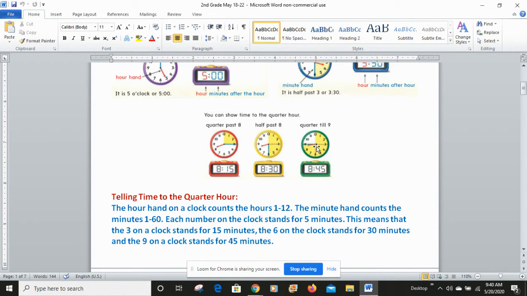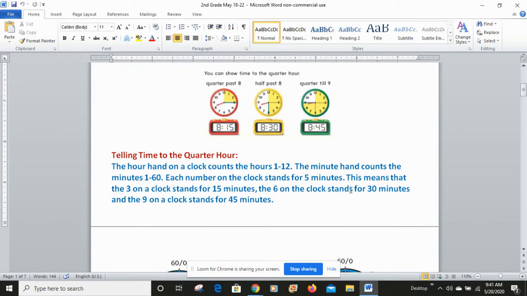Now notice the hour hand in all the cases here, it's gone past the 8. But even on this last one, it looks like it's pretty close to pointing to the 9, but it's not quite there yet. So we still say it's the 8th hour with 45 minutes. This one is the 8th hour with 30 minutes. This one is the 8th hour with 15 minutes. So 8:15, 8:30, or 8:45.